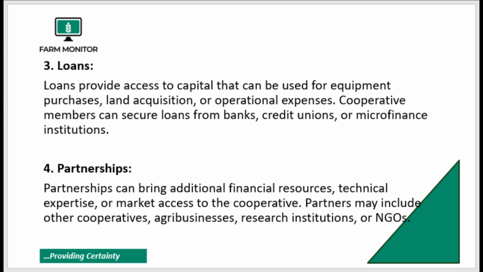Number four source of funding for cooperatives is partnerships. Partnerships can bring additional financial resources, technical expertise, or market access to the cooperative. So the cooperative can have partners like other cooperatives, other agribusinesses, research institutions, or non-governmental organizations.